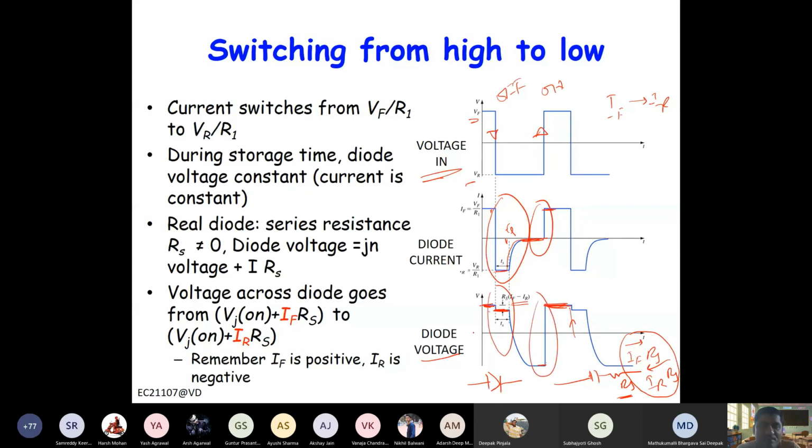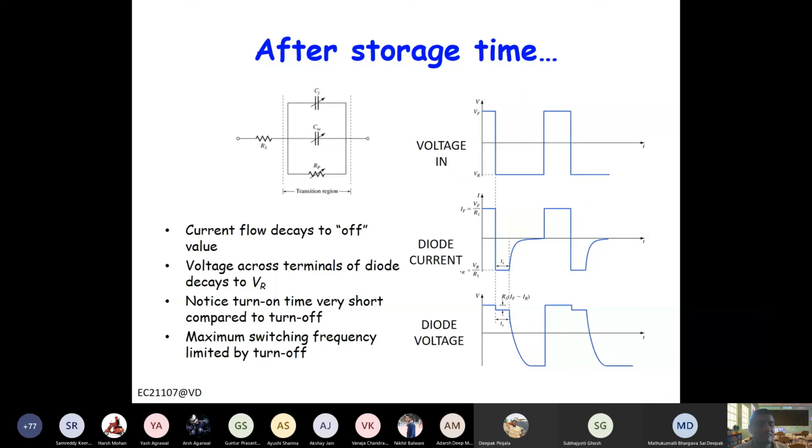So the speed of the PN junction diode is limited by the turn off transient, and tau S plus tau R, which is called tau RR, determines the maximum speed at which the diode can be operated. So in summary, current flow decays to the off value gradually, and the voltage across the diode also changes gradually. The turn on time is very short, and the maximum frequency is determined by the turn off time. So I think that's okay.